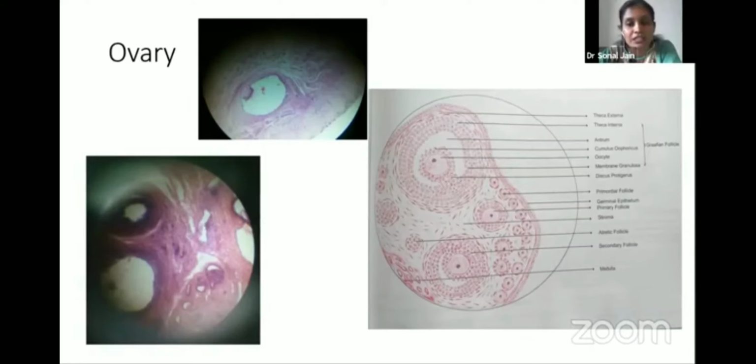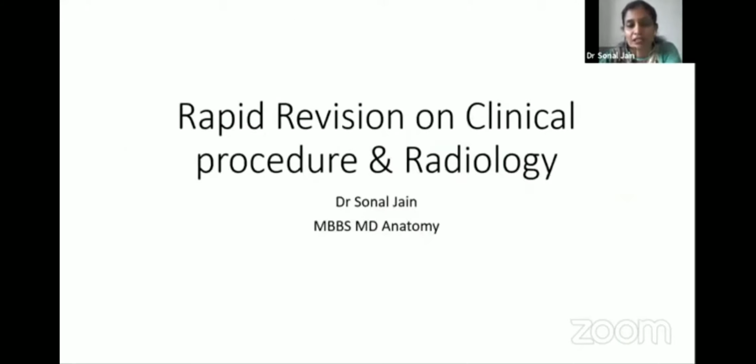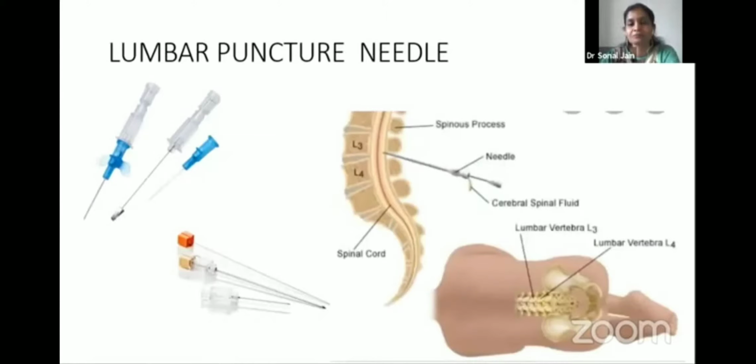Having finished with the histology, we move on to the clinical procedure and then the radiology. As we can see, here are the needles. These are the lumbar puncture needles. They have three parts. So they have the stylet, which supports them.